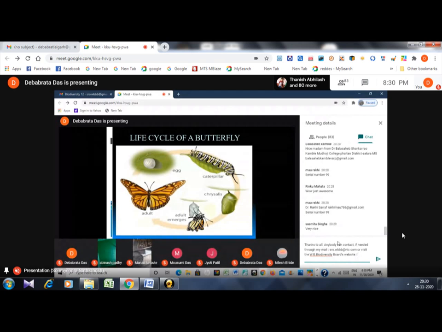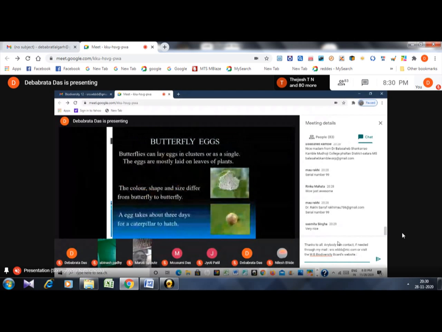Then we come to butterfly eggs. So, like other animals, butterflies lay eggs in clusters and in singles. Most of the eggs are laid on leaves of plants. In the first photo, you can see the pearl-shaped eggs. They are laid in clusters. These are small clusters, but butterfly eggs can be laid in hundreds. In one cluster, hundreds of eggs can be there.